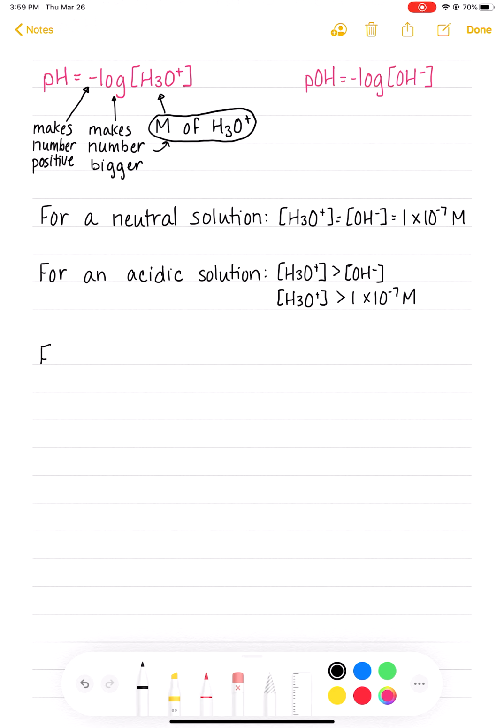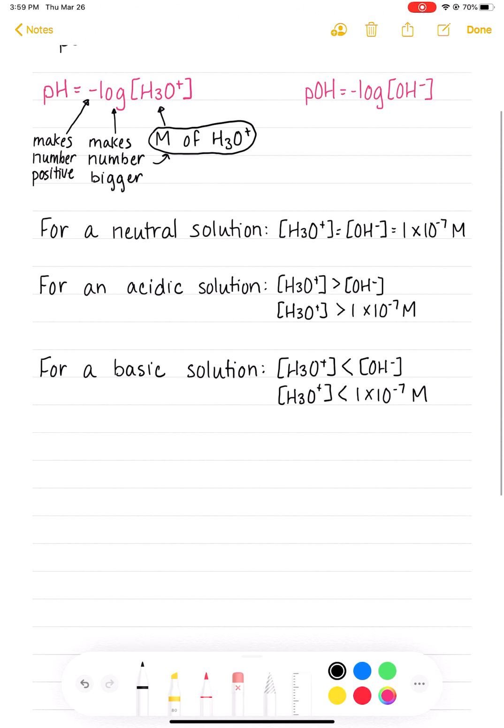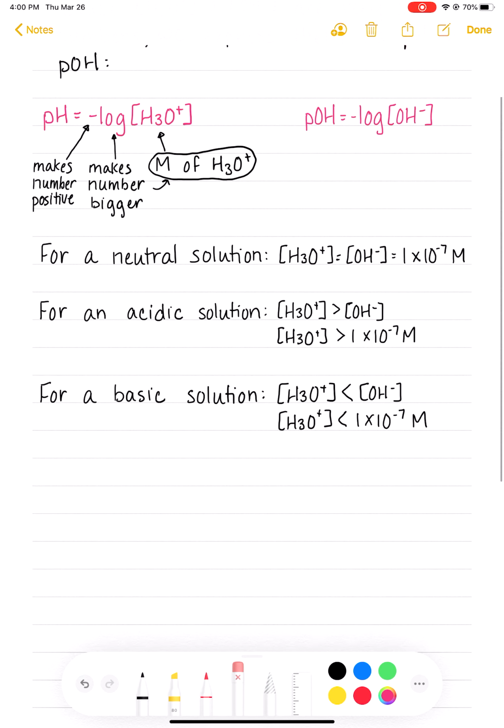And then we also said yesterday, for a basic solution, in this type of solution, the H3O plus concentration was less than the OH minus concentration. And we can also say the H3O plus concentration is less than 1 times 10 to the minus 7, because in a basic solution, H3O plus has gone down from 1 times 10 to the minus 7. So let's do some pH calculations with these numbers.